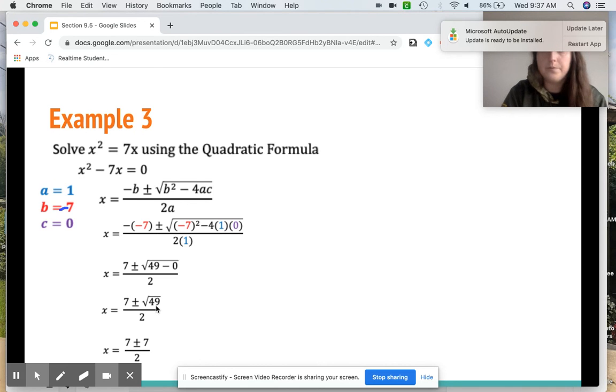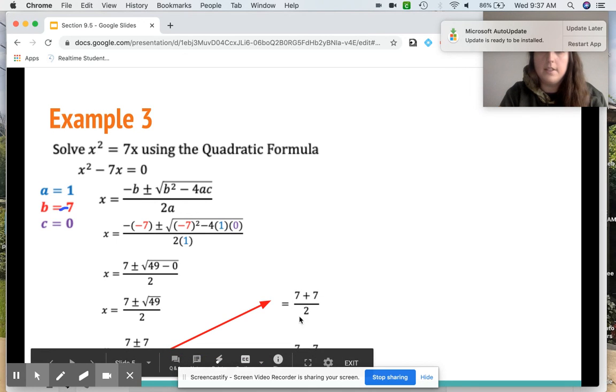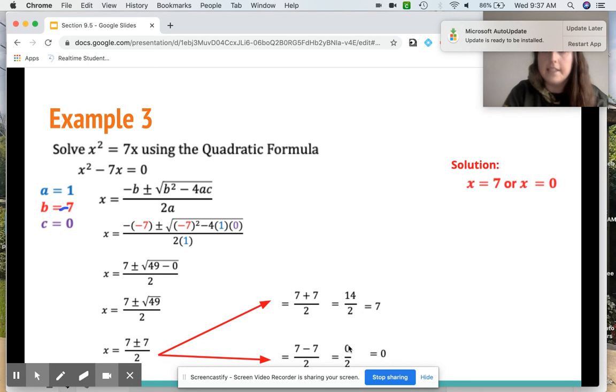divided by 2. Split it up into your two cases, one where you're going to add 7, one where you're going to subtract 7. So 7 plus 7 is going to give you 14 over 2, and then 7 minus 7 is going to give you 0 over 2. So your two solutions are going to be 7 and 0.